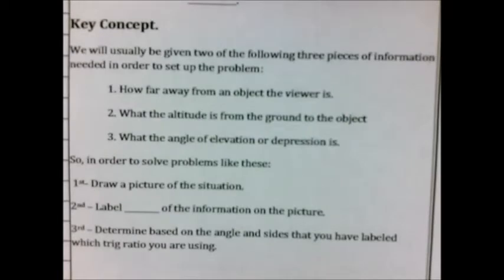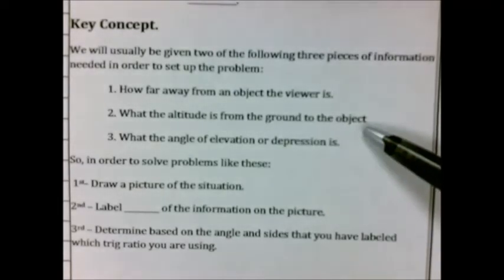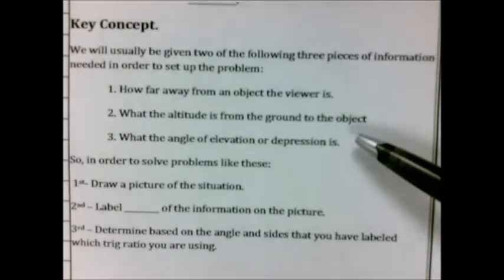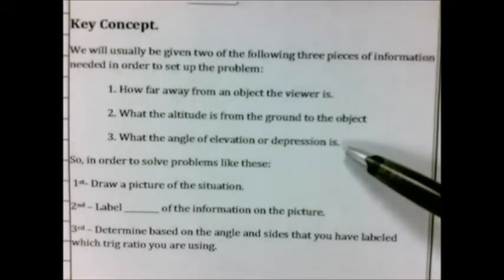Like I said, these problems use the trig ratios that we built in order to solve problems. We just apply them a little bit more in this section, to real life examples. When given a problem, we will usually be given two of the following three pieces of information: how far away from an object the viewer is, the altitude from the ground to the object, or the angle of elevation or depression.